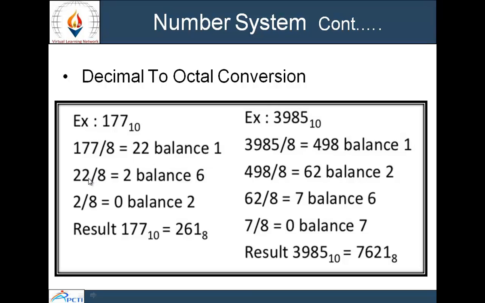Again we will divide the quotient, that is 22, by 8. Now the next quotient is 2 and the remainder is 6. Now we will divide 2 by 8, the quotient will be 0 and the remainder will be 2. And we will write these remainders from bottom to top.